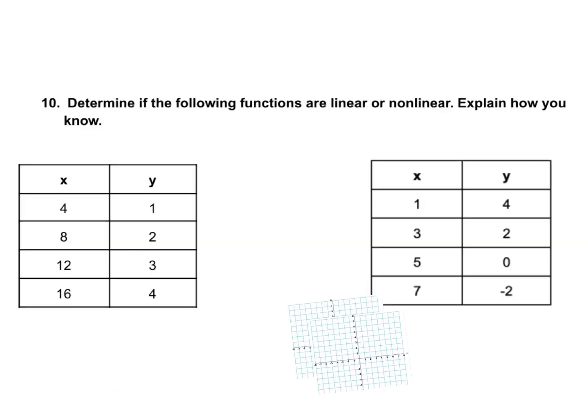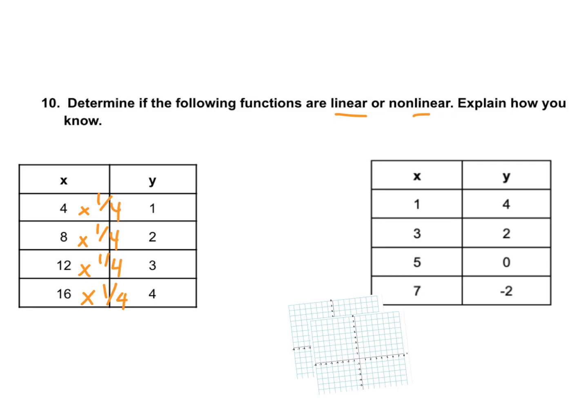Determine if the following functions are linear or nonlinear, and explain how you know. Okay, so a couple things to look for is a consistent pattern. At first I like to look across to see, is there something going on here? And it looks like if I did 4 divided by 4, I would get 1, and 8 divided by 4, I would get 2, and 12 divided by 4, I would get 3, and so on. Or if I multiplied everything by a fourth, there is a consistent pattern going across the table.